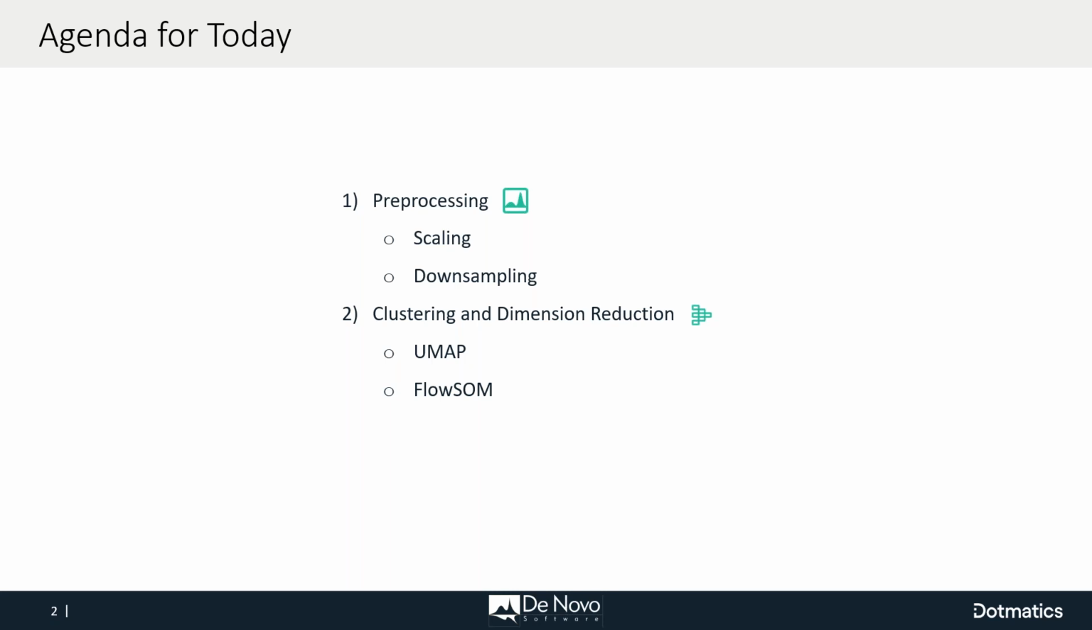So to make this joint webinar a little bit more dynamic, we decided to use FCS Express in the first part and OMIQ in the second part. So I will take care of the pre-processing. Jeff will take care of clustering and dimension reduction. But I really want to be clear, you can run this entire process, so scaling, downsampling, FlowSOM, and high-dimensional data analysis in general, in both platforms. You can run this in FCS Express, you can run this in OMIQ. So it doesn't matter whether you have one or the other.